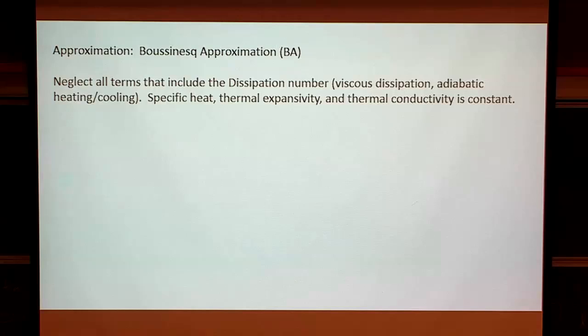And then finally, the last approximation is called the Boussinesq approximation. Here we say we neglect all terms that have the dissipation number. So essentially, we're neglecting viscous dissipation, adiabatic heating, and cooling. We also make the specific heat, the thermal expansivity, and the thermal conductivity constant. Up until now, these could be variable functions. Usually people don't treat them as variable functions because these are the least of our uncertainties, I should say. We usually don't get too serious about these functional forms when we have no idea what the viscosity is, for example.